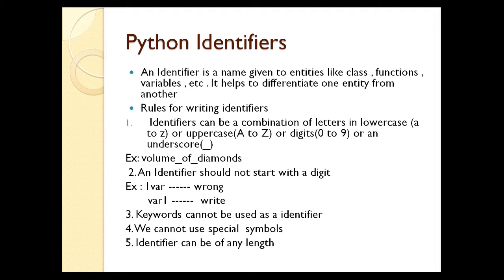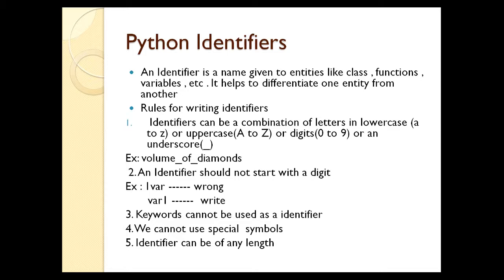Like 1variable you can't write, but you can write variable1, that will be accepted by the machine. Okay, the third rule is keywords cannot be used as identifiers. Keywords like True, False, and, as, async, break, all these are reserved words. Those words cannot be used as identifiers. And we cannot use special symbols like dollar, hash, at the rate, these special symbols are not used in identifiers. Okay, and the fifth rule is an identifier can be of any length.